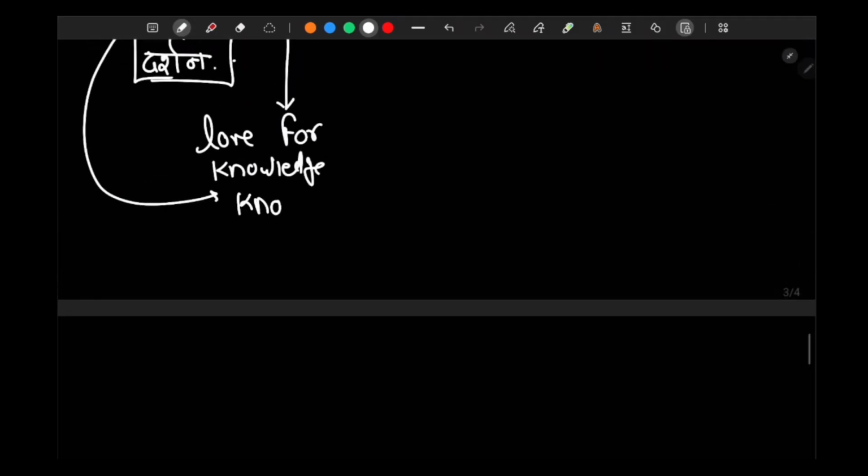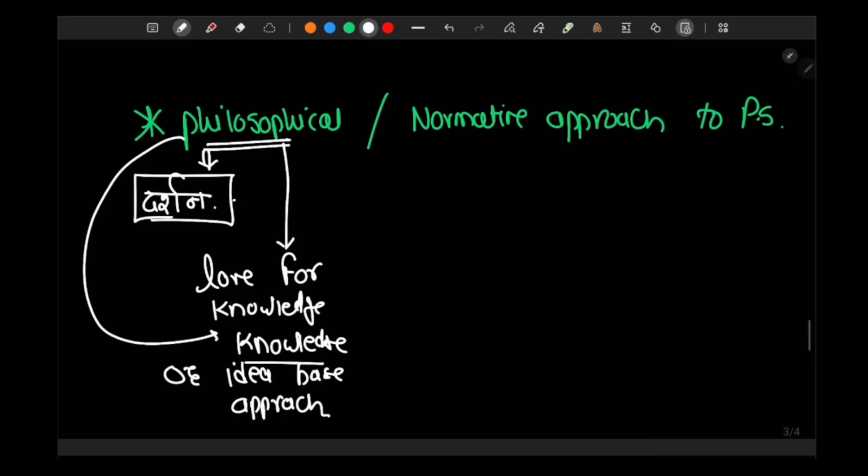The philosophical approach to political science means a knowledge or idea based approach. This is also known as the normative approach. What is the origin of the word normative? It is norms. What are norms?